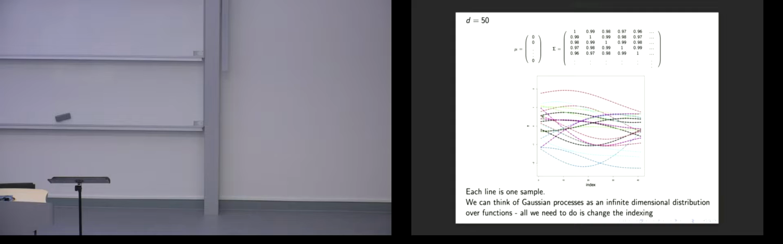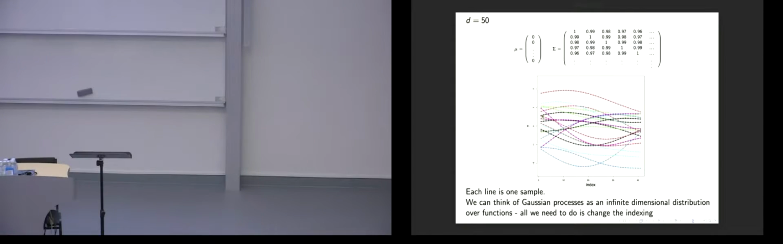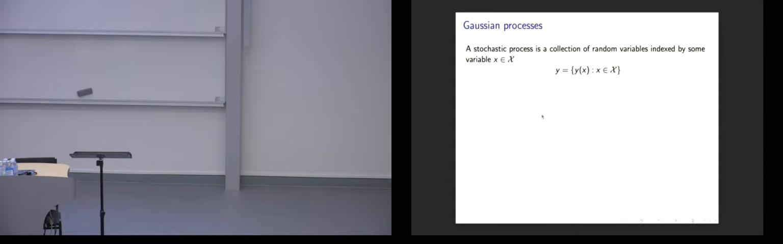This, but instead of having an index set of 50 points, so here I've got 50 variables, I could have variable 1, variable 2, up to variable 50. I'm going to make that index set a continuous set and have an infinite number of random variables, and take this to the limit, essentially, where it becomes a line.